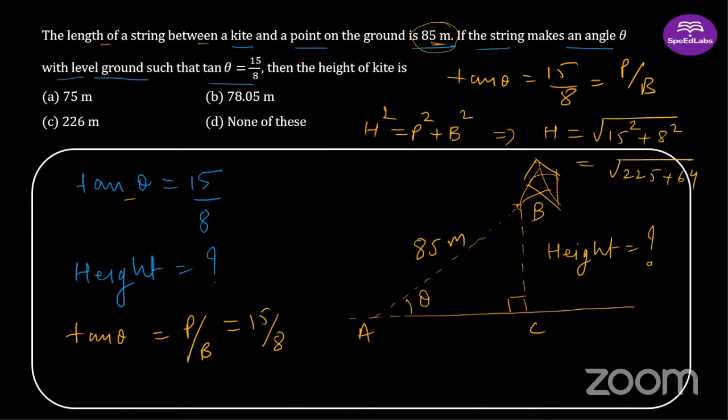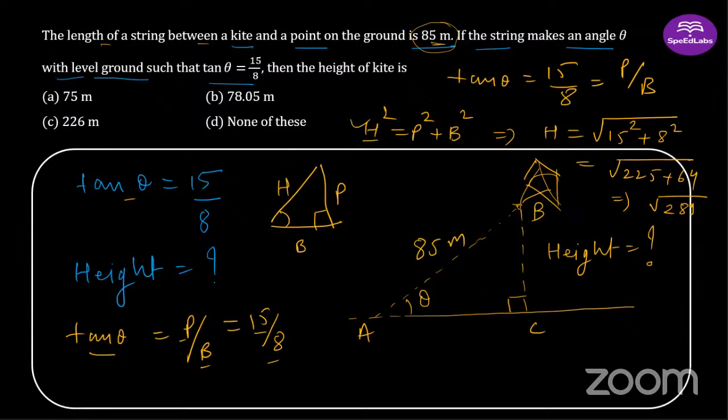225 plus 64. Sir, I didn't understand how did you get the base? See, in a right angle triangle, this is our hypotenuse, this is our base, and this is our perpendicular. When we have this particular angle, tan theta relates perpendicular and base, and we have these two values. The perpendicular can be taken as 15 and the base can be taken as 8. So now using Pythagoras theorem, we can find the value of h.